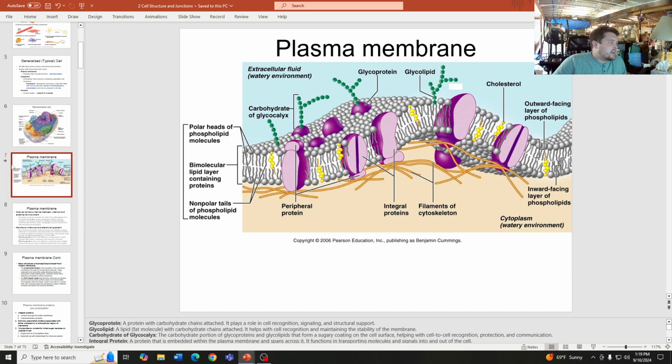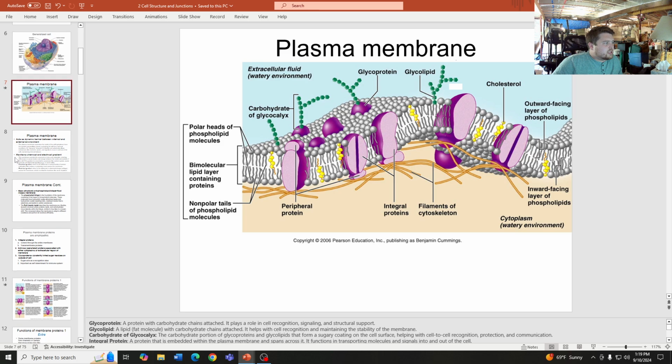For example, the plasma membrane. There's lots of stuff we can talk about with the plasma membrane. Most importantly, again, we want to know what it is and what its purpose is. So the plasma membrane, most often we're always going to see, is called the phospholipid bilayer.